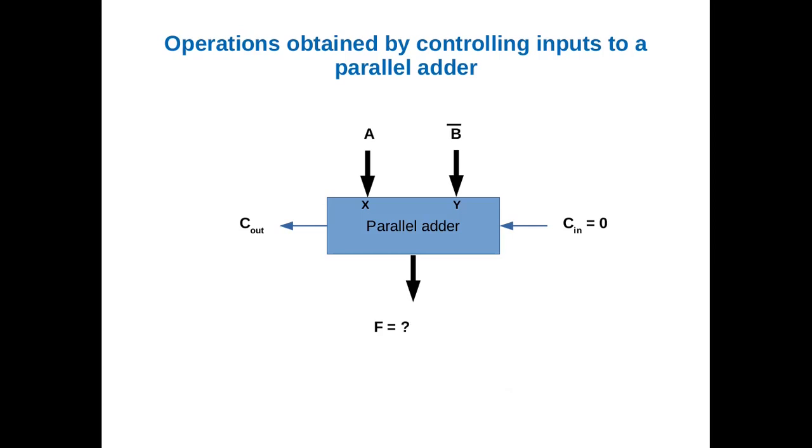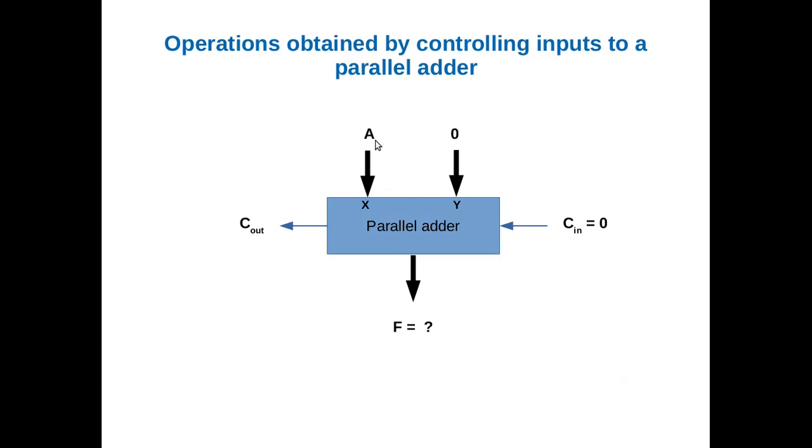Then consider another case. X input is A, Y input is B complement, Cin is equal to 0. What will be the output? F is equal to A plus B complement, that is A plus 1's complement of B. Then another case is X is equal to A, Y is equal to B complement, and Cin is equal to 1. Then F is equal to A plus B complement plus 1. B complement plus 1 is the 2's complement of B. So this is the same as A minus B. That is the subtract operation.